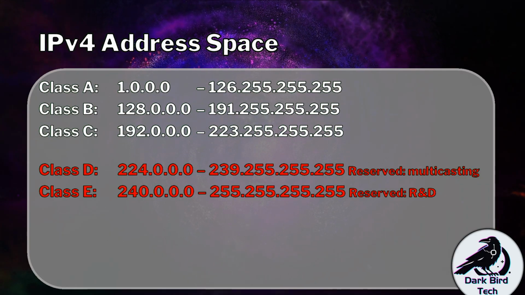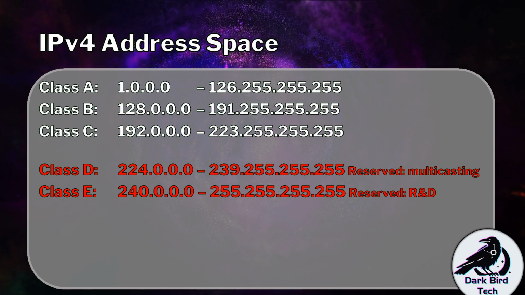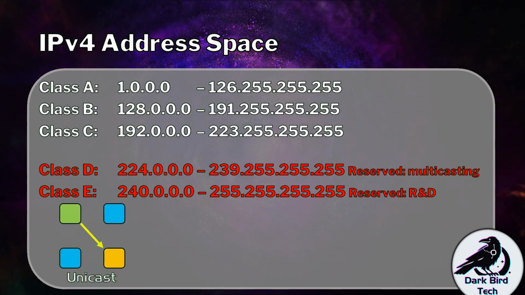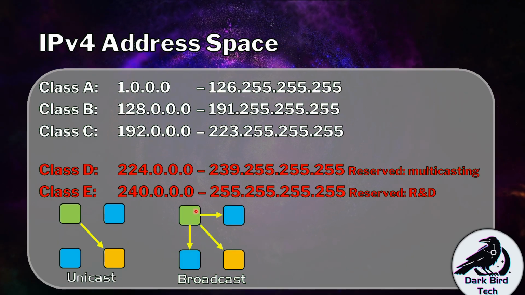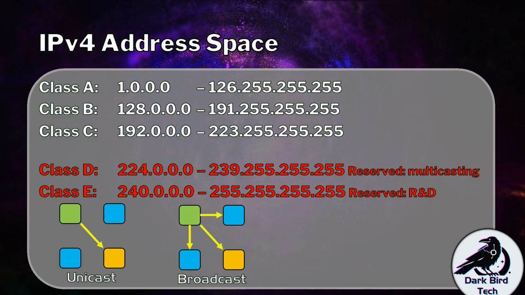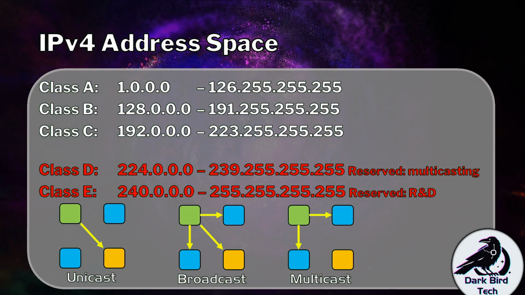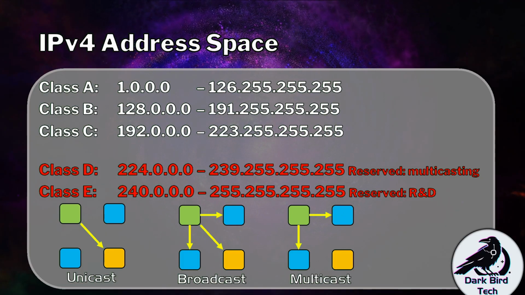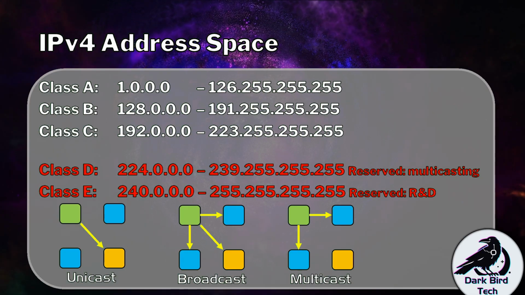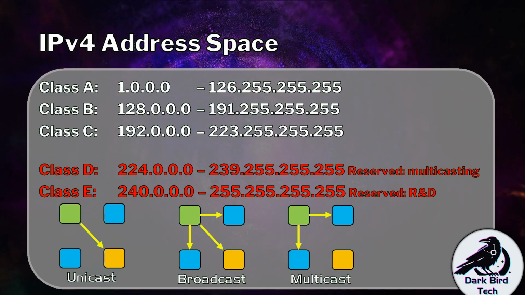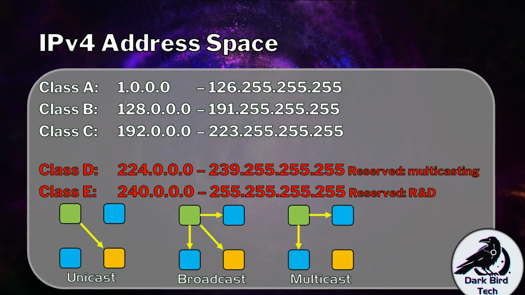Now, in terms of communication types we get with IP version 4, you get a unicast, a broadcast, and a multicast. With a unicast, that is a one-on-one conversation. With a broadcast, that is a one-to-everyone conversation. And with a multicast, that is a one-to-some. The way it works is that if you are running a particular service on your device, and somebody wants to talk to you and that service, they will send a message to that particular IP address that is tied to the service. That IP address will usually be part of Class D.